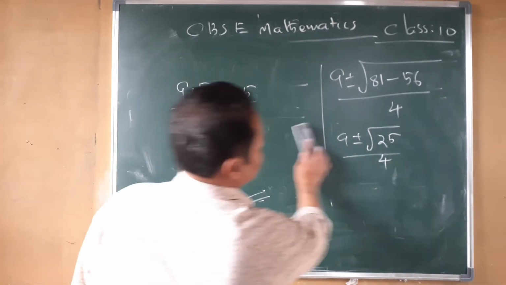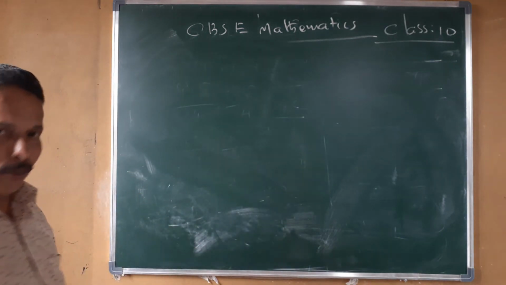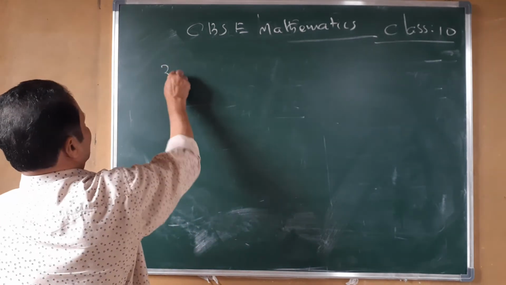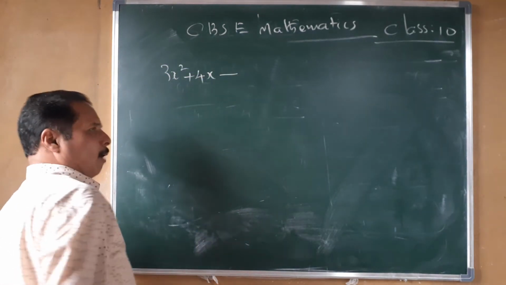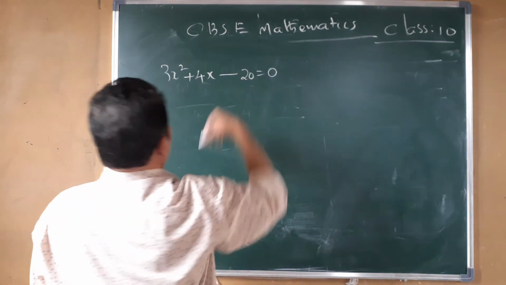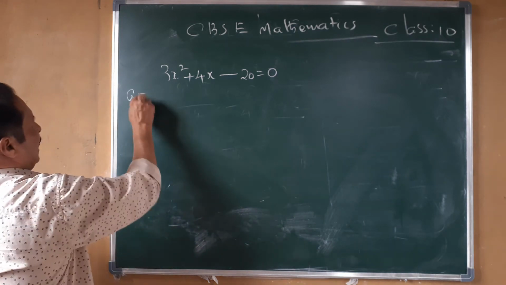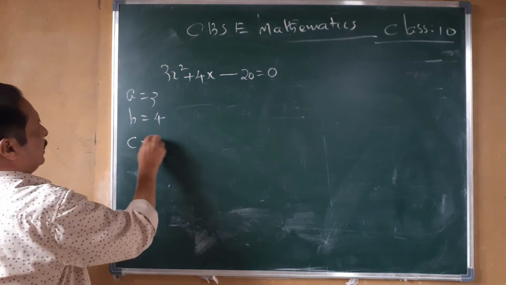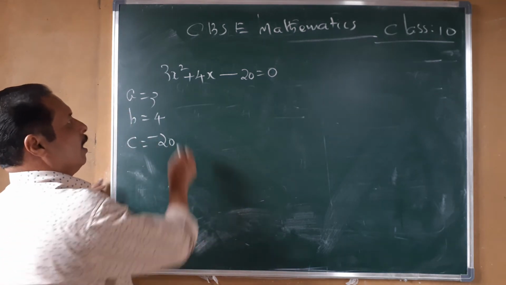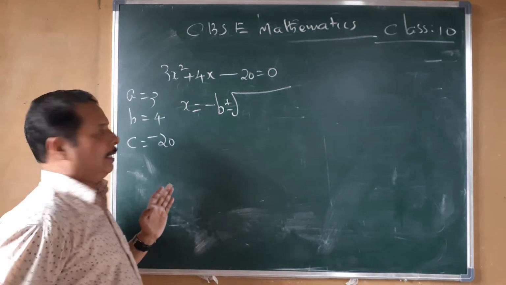Is it clear? So that is the quadratic formula. Application of the quadratic formula in problems. Are you ready? One more problem. 3x square plus 4x minus 20 equal to 0. Are you ready? A equal to 3, B is equal to 4, C is equal to minus 20. Better you write with me, and you get an idea easily.